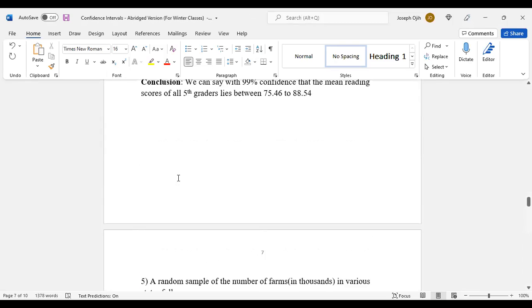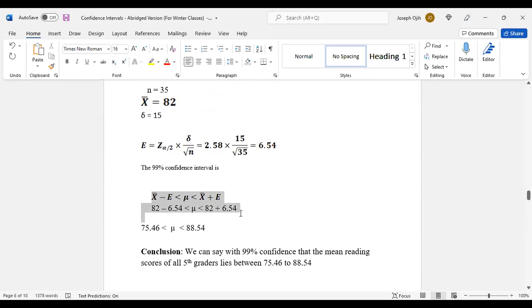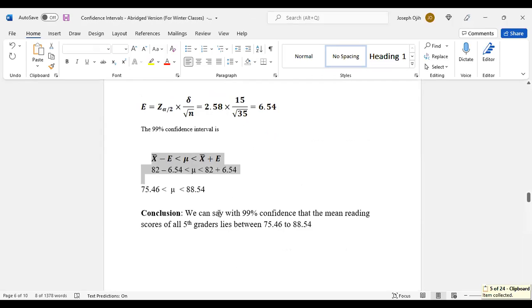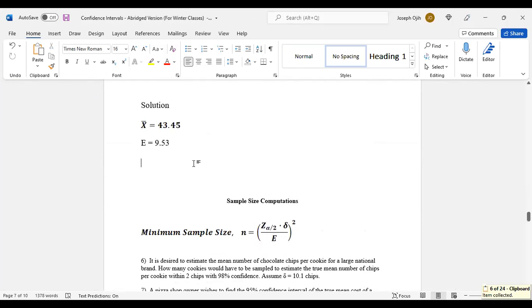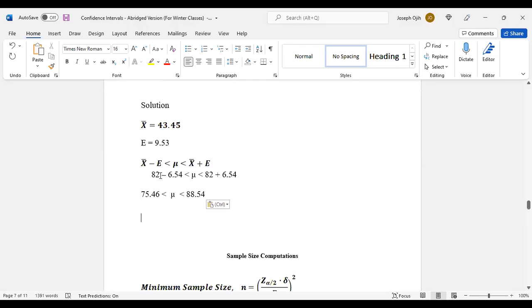So the confidence interval now becomes X bar minus error less than the mean, less than X bar plus error. Actually, let me put all of them so I can just substitute. X bar minus error less than the mean, less than X bar plus error. So our X bar, which is the mean, is 43.45, less than the, subtract the error, which is 9.53. Okay. Then 43.45 plus 9.53.